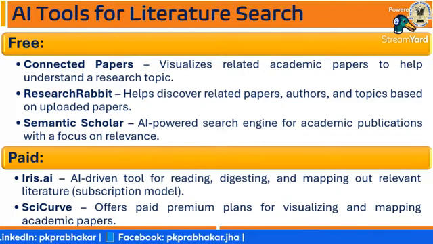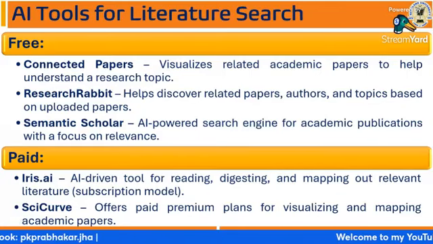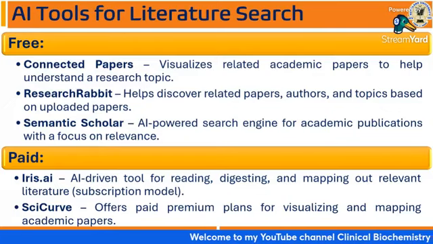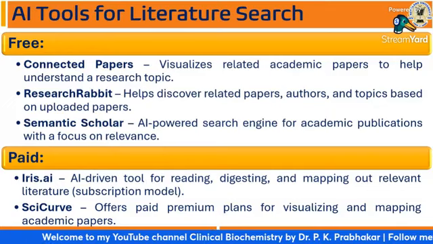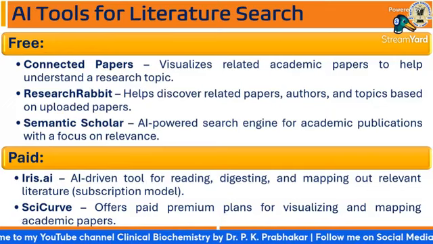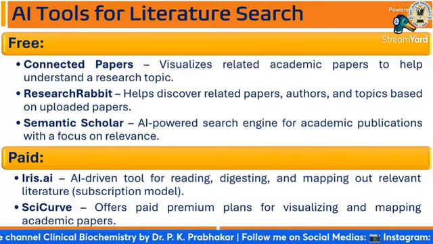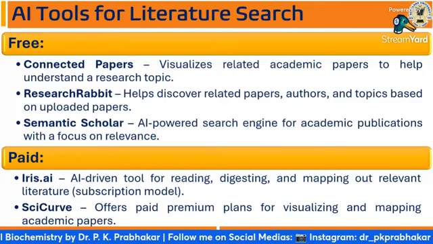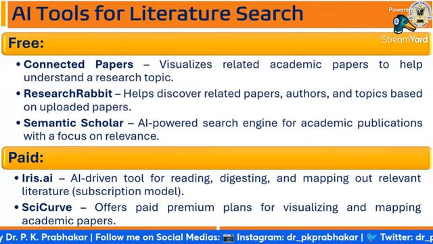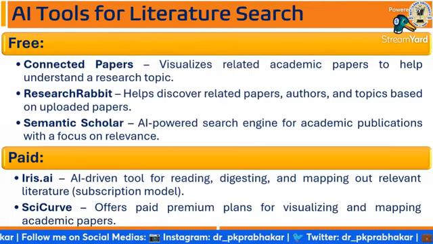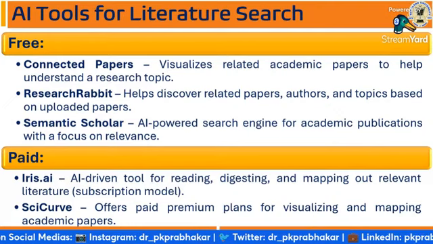The second one is Research Rabbit. Research Rabbit is also a free tool. It helps to discover related papers, authors, and topics based on uploaded papers. So you can write the name of these tools and do the searches whenever you have time. Just write Connected Papers in Google, and you will reach the specific website.